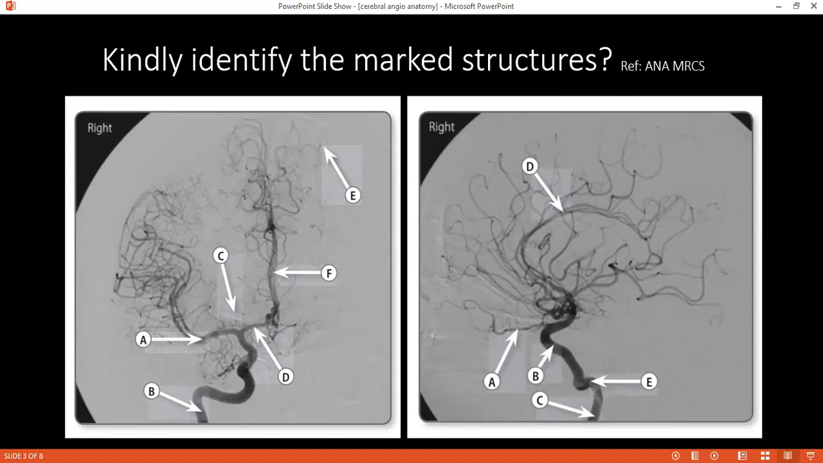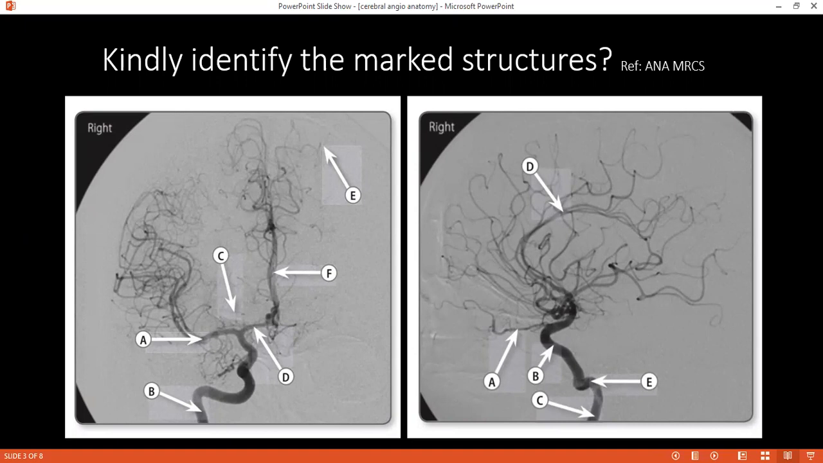Ma'am, B is internal carotid artery. What kind of image are you looking at? This is a carotid artery angiogram, ma'am. Which cerebral vessel and its branches are being shown to you, and what does it show? The left picture is mainly about the internal carotid artery and its branches. Would you be able to identify the labeled structures from A to F on the left-hand side, please?